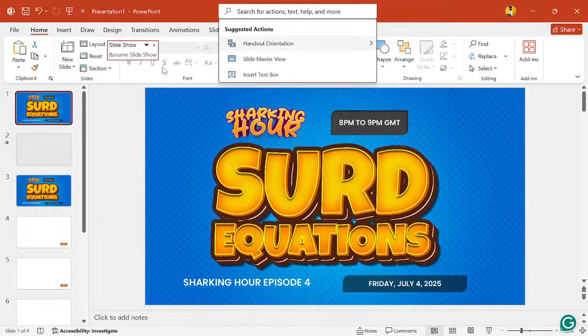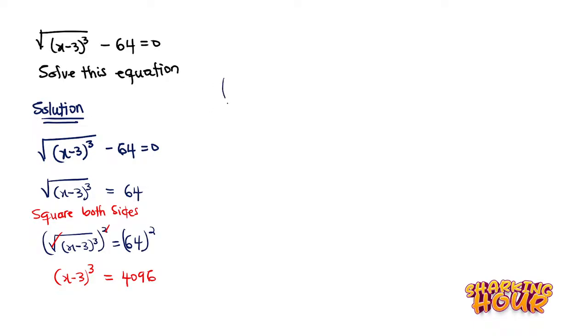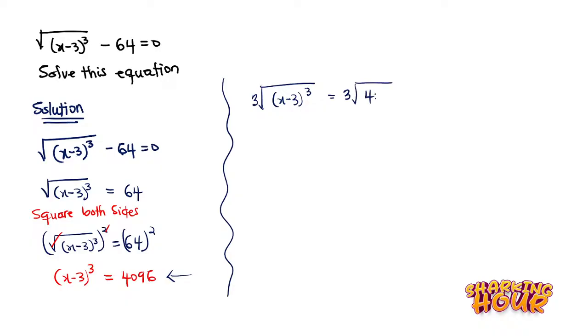So from here, we are going to have something that looks like this. For the cubic root, I'm applying the cubic root to this expression. So I will have x minus 3 cubed, and that will be equal to the cubic root of the value 4096 as well. So this is what I have after applying the cubic root to both sides.